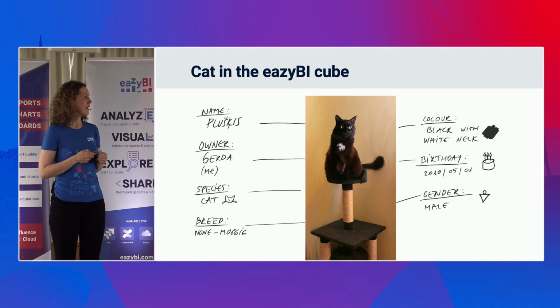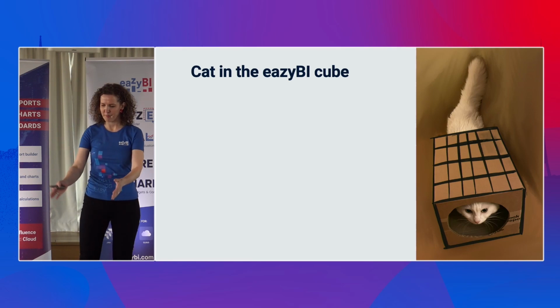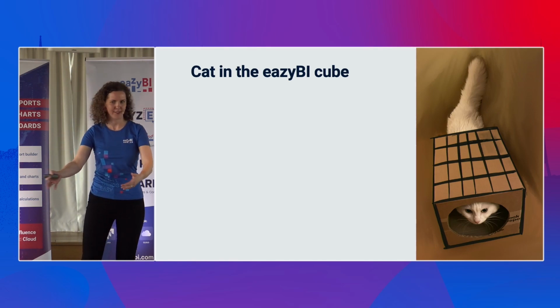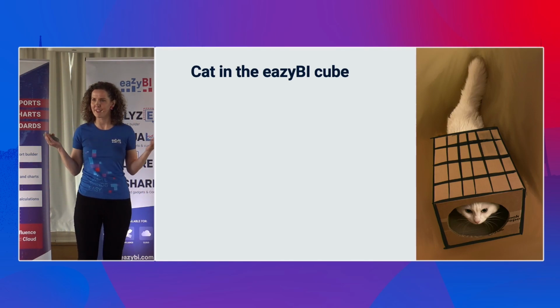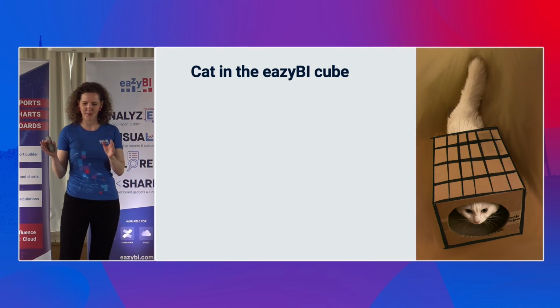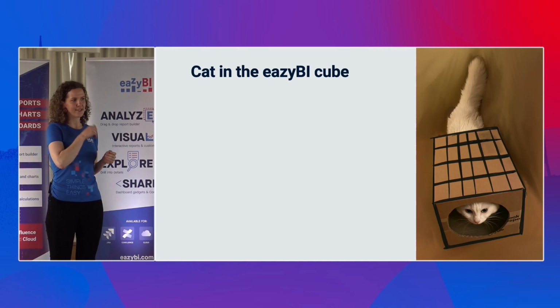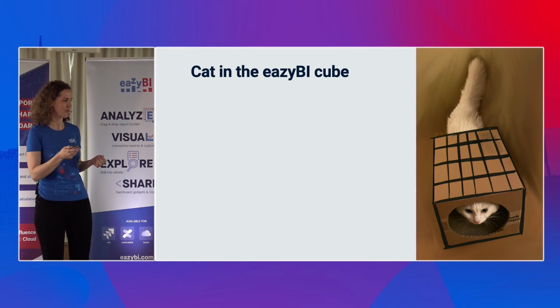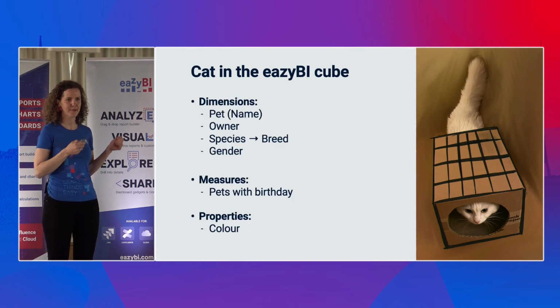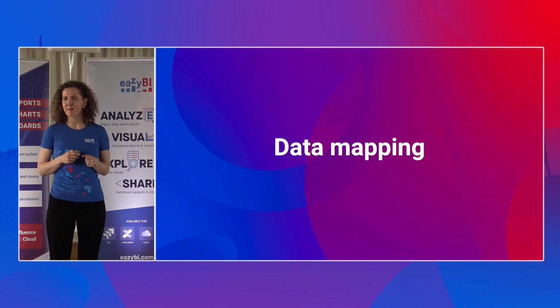So how can we put a cat in the box? Well, with a box, it's simple. You know, you put a box on the floor. After a few seconds, the cat is inside, because that's the nature of the cats. You can buy fancy houses. It doesn't matter. They want a box. But to put a cat in an eazyBI cube, we have to actually build this box from dimensions, measures, and properties. And to build a box, we need a data mapping.